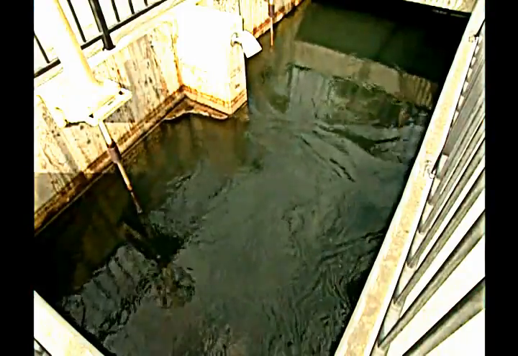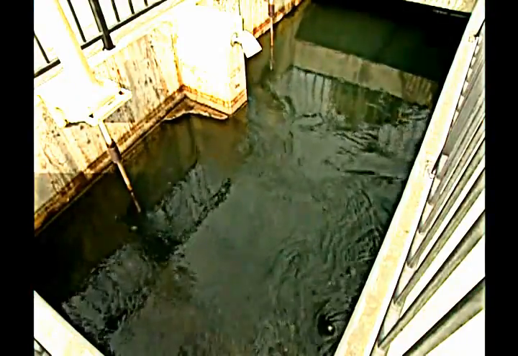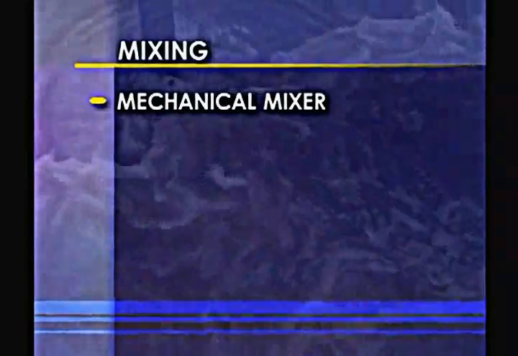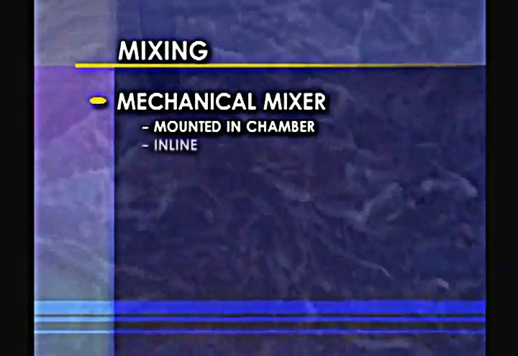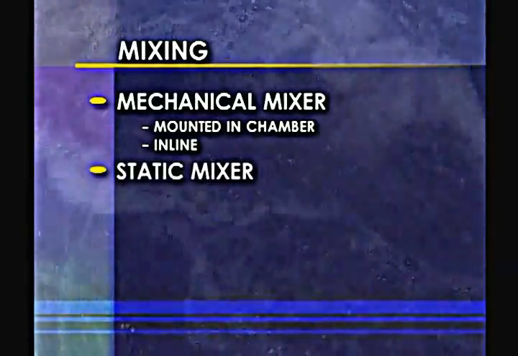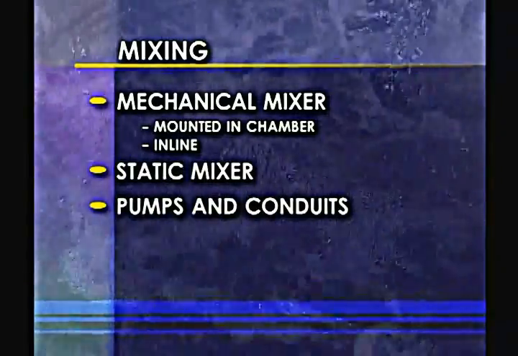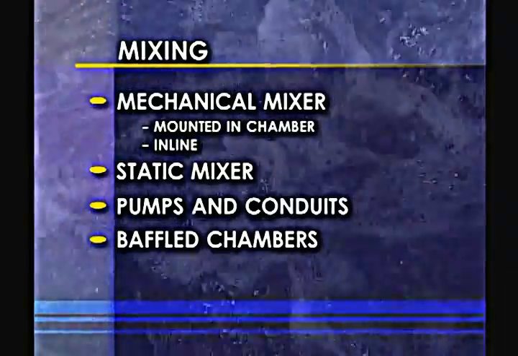The coagulant chemicals are added to the source water in a process called rapid or flash mixing, which can be achieved in several ways. The most common is with the aid of a mechanical mixer. These can be mounted in a chamber or directly into a pipeline as an inline mixer. Static mixers, pumps, and conduits or baffled chambers can also be used. In most cases, the chemical reaction occurs in a fraction of a second, so it's important the coagulant is dispersed quickly and evenly to encourage as many particle collisions as possible.